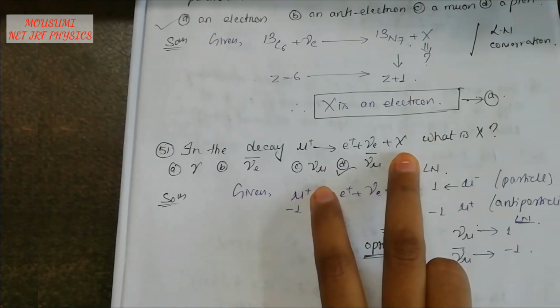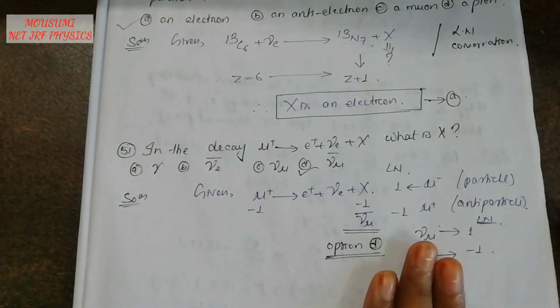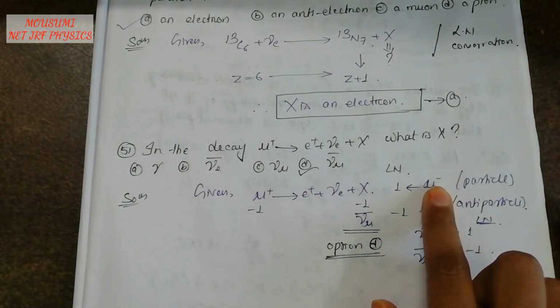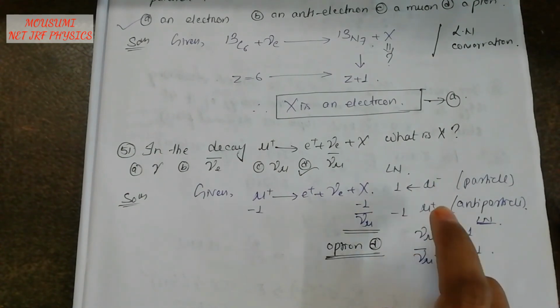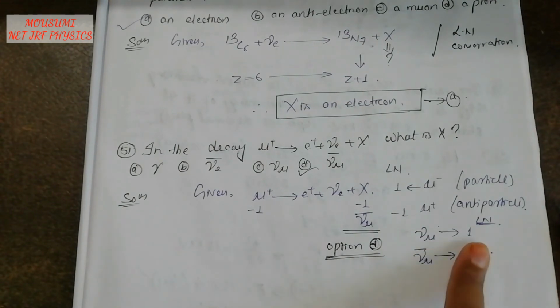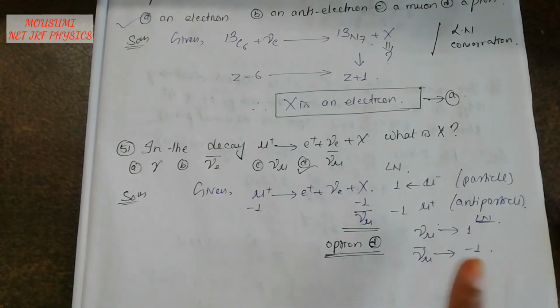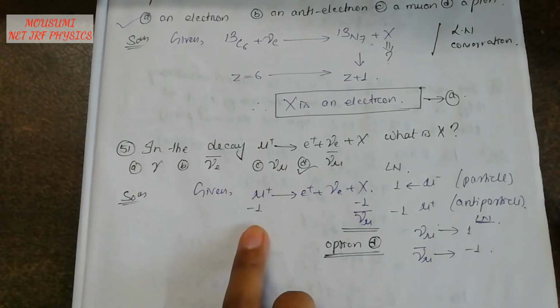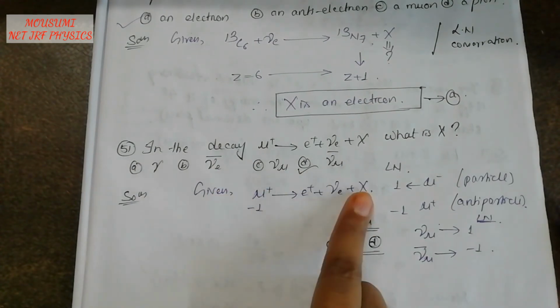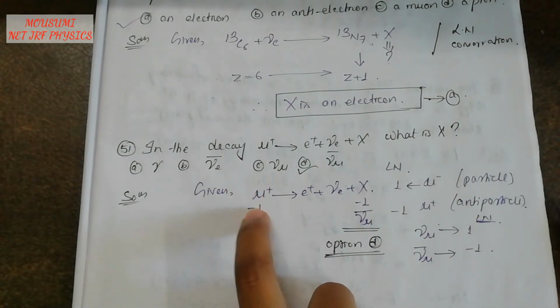Now let's come to the next, and we have to find the value of X. For this first we will see the lepton number. For mu negative it is a particle, so the lepton number is 1. For mu positive it is an antiparticle, so its lepton number is -1. Similarly, for nu mu the lepton number is 1, and for nu mu bar the lepton number is -1. Now here, this is mu positive, right? So its lepton number is -1. So on the right hand side, the muon family lepton number must be -1.